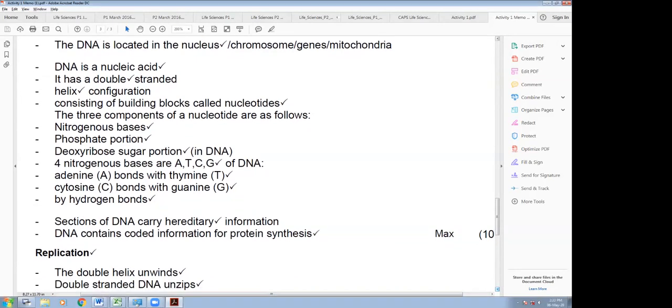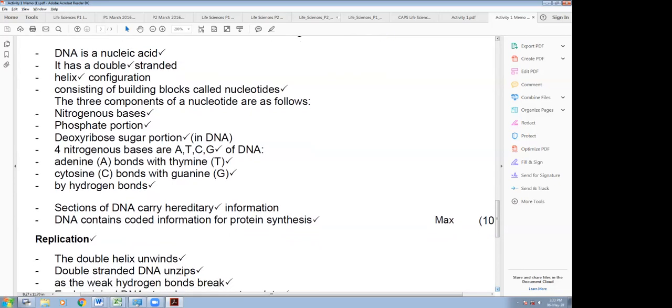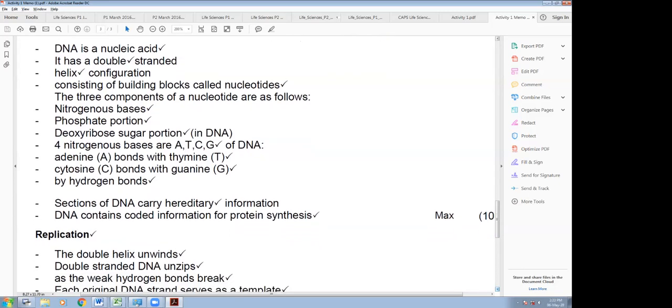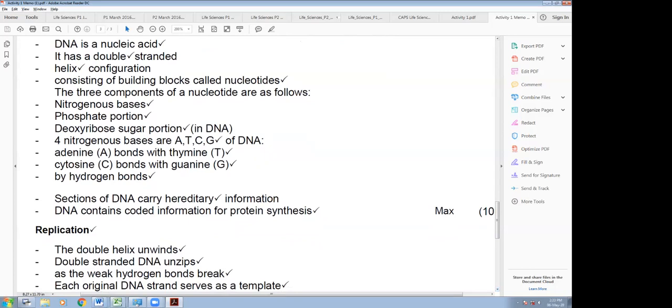And so we can see the memo. The double helix unwinds, it unzips, the weak hydrogen bonds break. You should say that, you get a mark for that. Each strand acts as a template. Both of them are acting as template. Then nucleotides join complementarily to form new strands, right? That's correct.